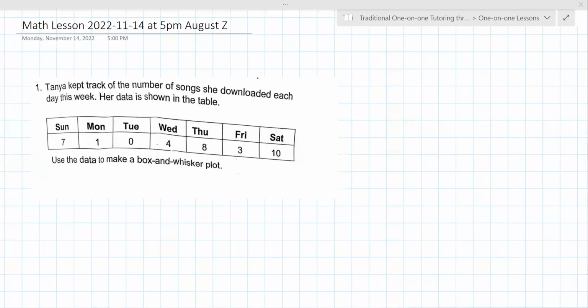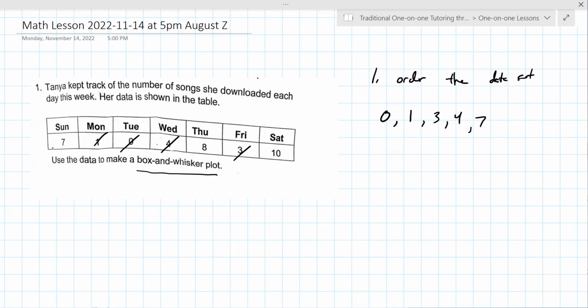All right, so for a box and whisker plot, you need to find a number of things about the data set, but really the first thing we want to do is order the data set. So we've got 0, and then probably good to cross them out as you do them. 1, and then there's 3, and then there's 4, and then there's 7, and then there's 8, and then there's 10.